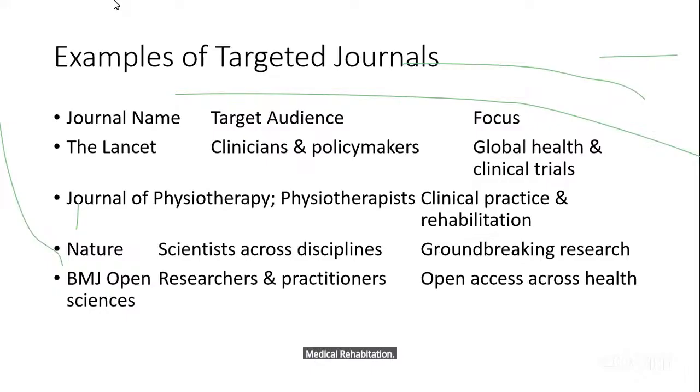Nature is for scientists across disciplines, with groundbreaking research. BMJ Open is for researchers and practitioners, with open access across health. So different BMJ journals deal with different fields in the health sciences. Right?